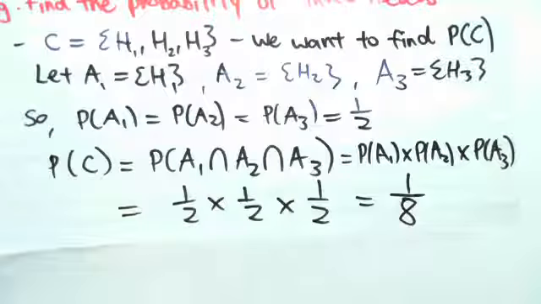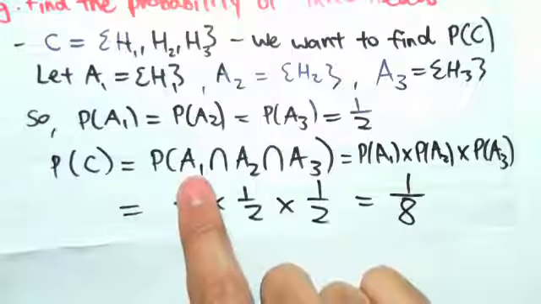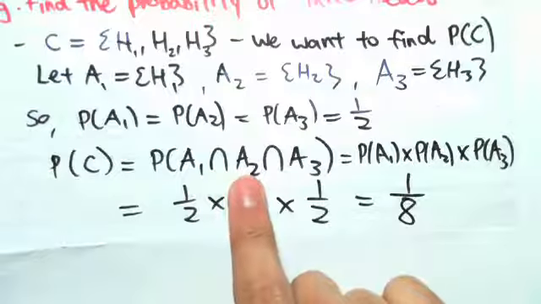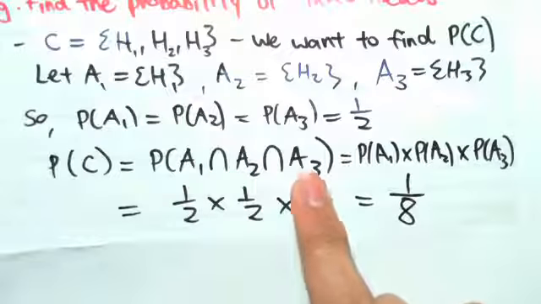So what this means is that the probability of getting heads on the first turn, heads on the second turn, and heads on the third turn is 1 in 8.